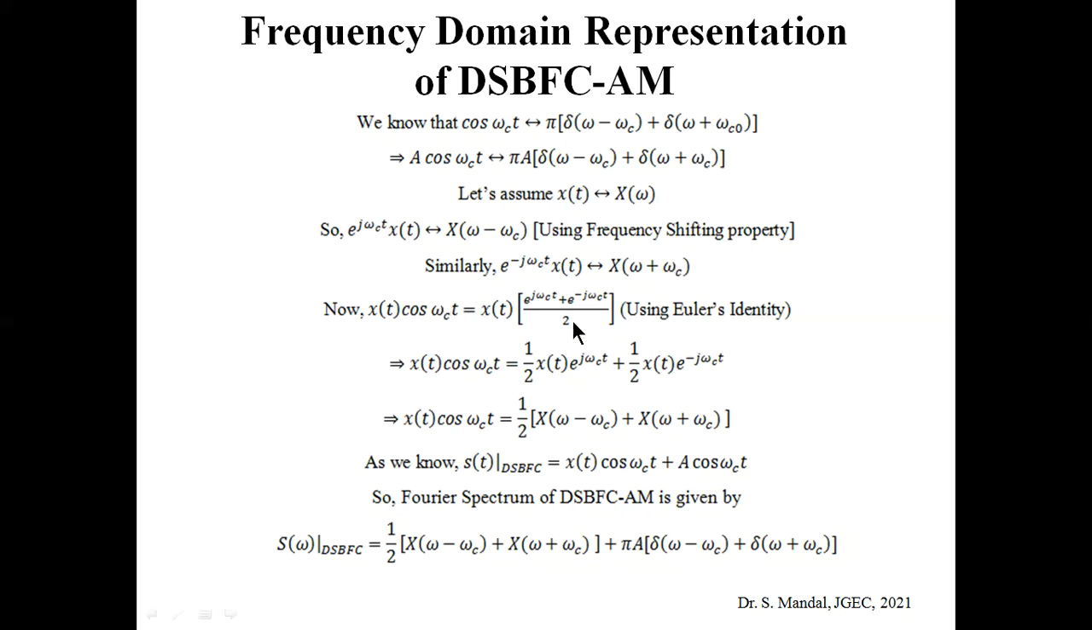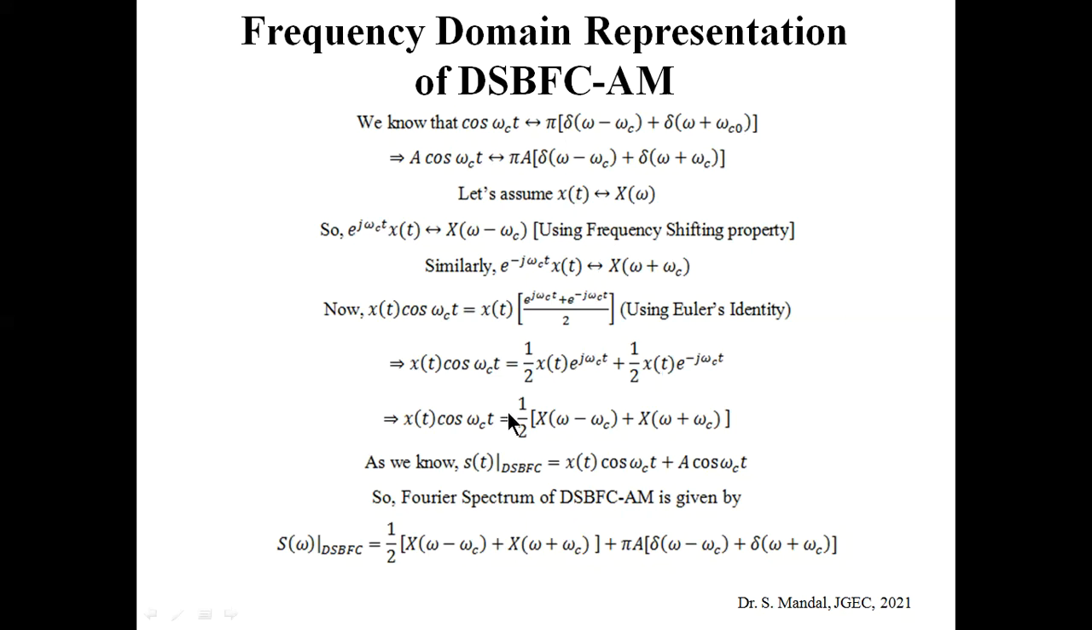Now, by using the Euler identity, we can write x(t) cos omega c t equal to x(t) times e to the power j omega c t plus e to the power minus j omega c t, divided by 2. As we know, cos theta equals e to the power j theta plus e to the power minus j theta divided by 2. Similarly, instead of theta we are using omega c t. So x(t) cos omega c t is half x(t) e to the power j omega c t plus half x(t) e to the power minus j omega c t.